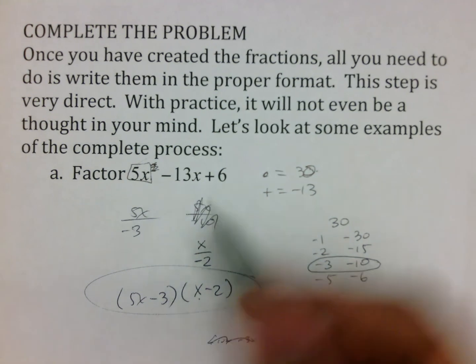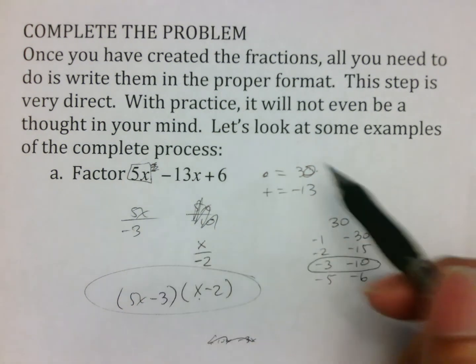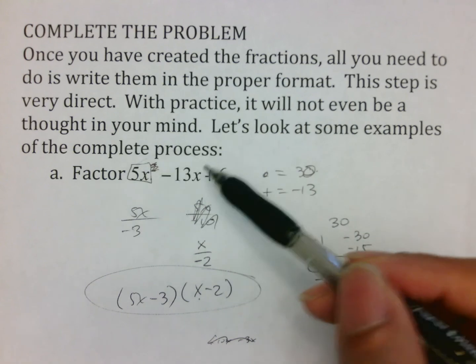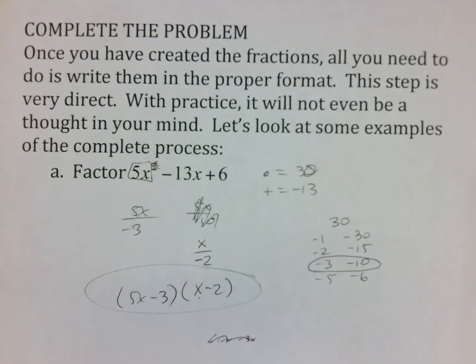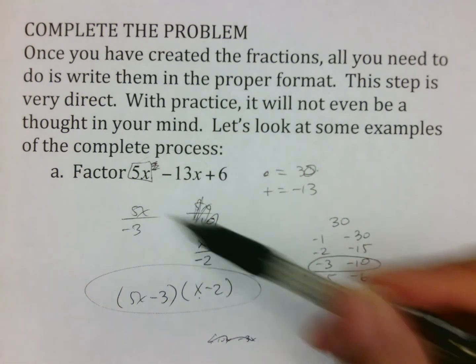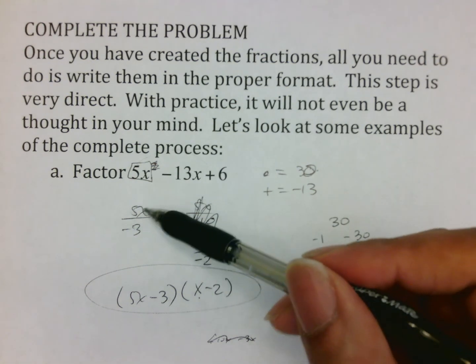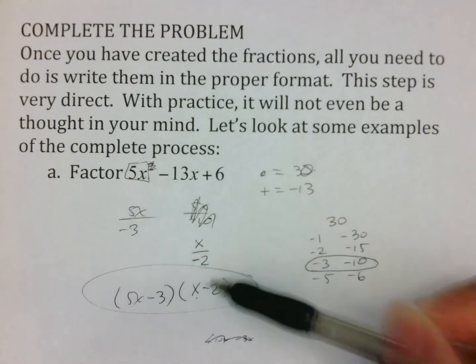Alright, so again, what we are doing, factoring is just the opposite of the distributive property, which means we're taking this and dividing it into two pieces. And that's really all it comes down to. So again, you take the fractions that you created and you simply transfer them as they are, 5x minus 3, x minus 2, put them in parentheses form, and you're done.